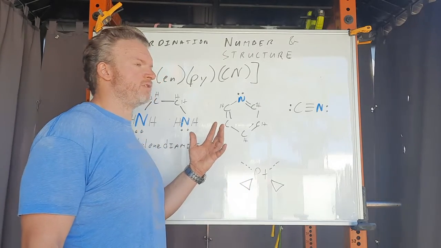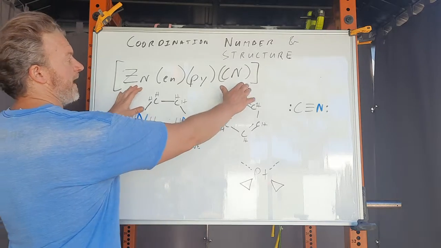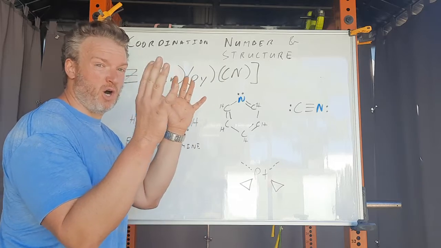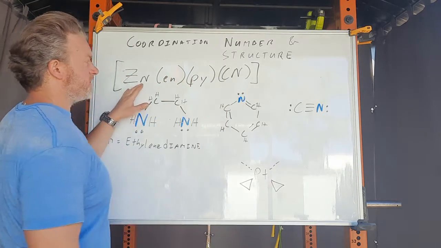I want to talk about a little more complicated ligand structure of a transition metal complex. These square brackets are used in transition metal formulas to show that all of these things are bound to this metal in the center right here.